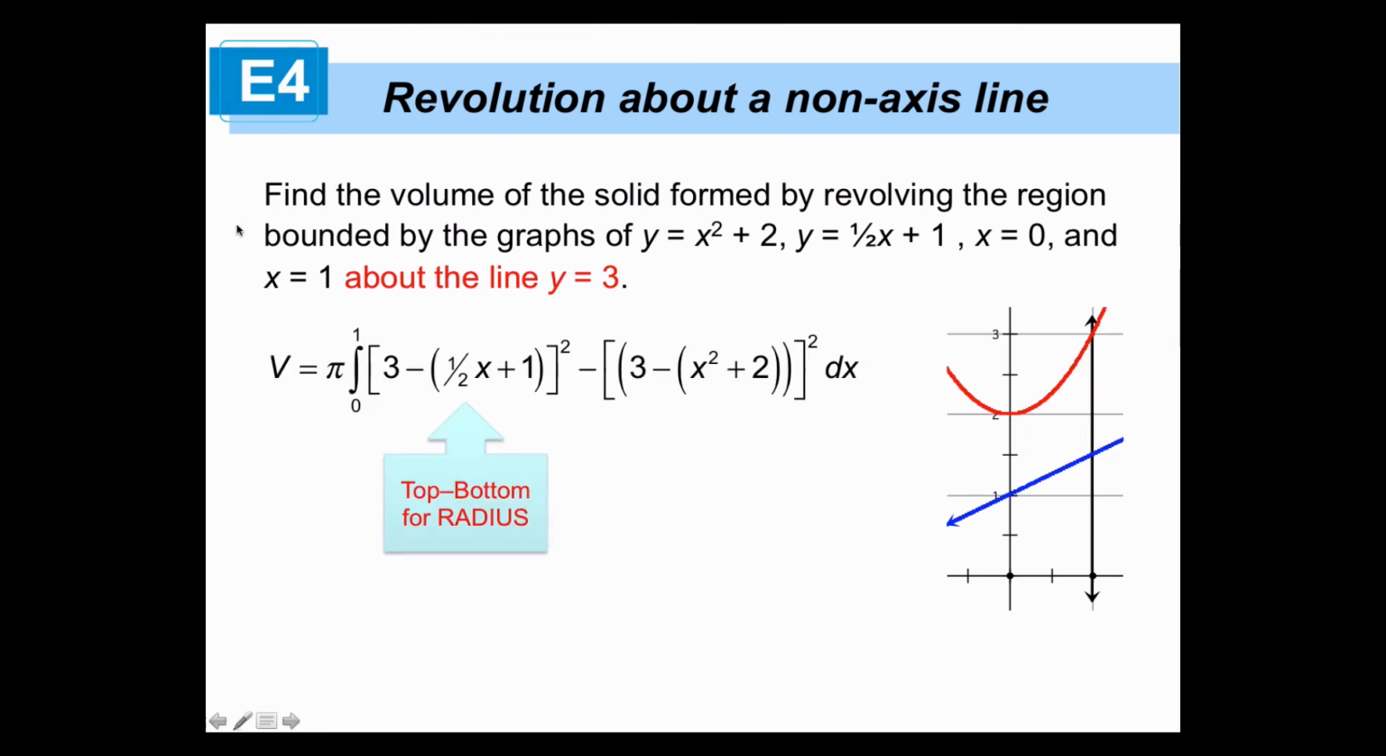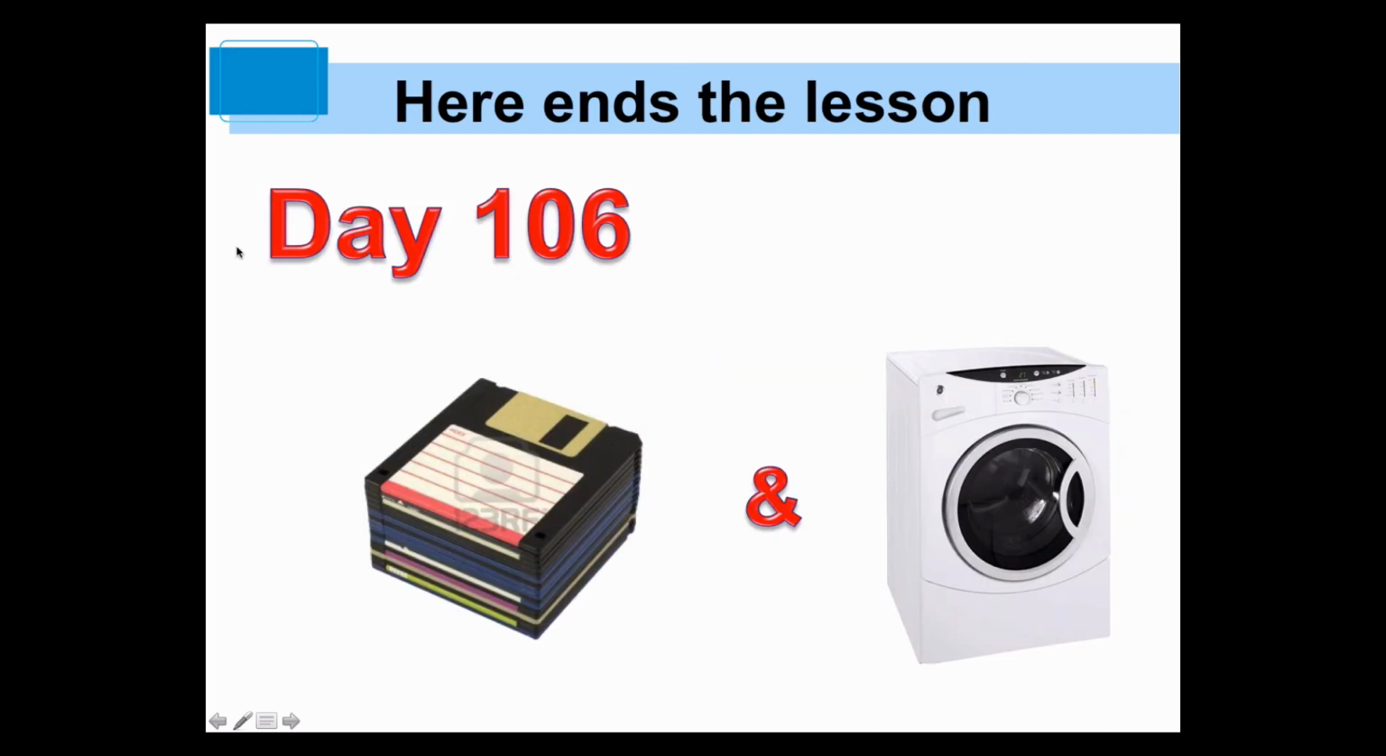So that's what we had before. That's top minus bottom for the capital R, the big radius. There's a little radius, and we are done.